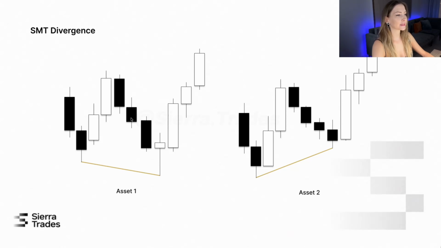So this is an SMT. As you can see, one asset is taking the low and the other one isn't. That's the whole concept right there. Two instruments that normally move together and one of them just doesn't confirm what the other one is doing. That gap between them is your SMT divergence.